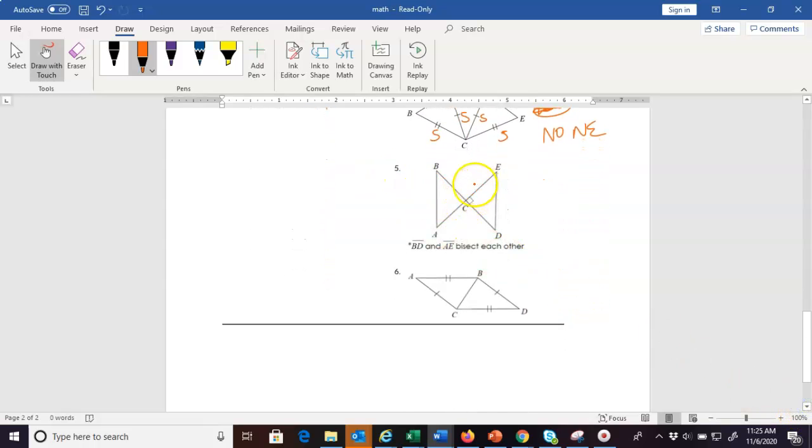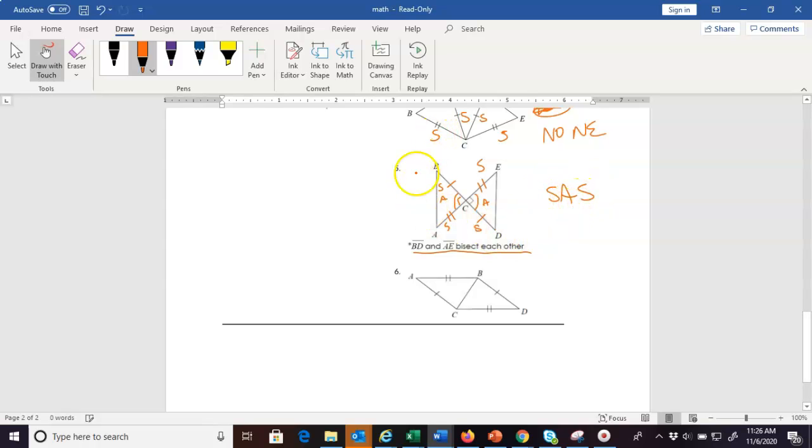Number 5. Ooh, we have our vertical angles here. So we know that this angle is also 90 degrees. Those are congruent. And it also tells us that BD and AE bisect each other. So if they bisect each other down the middle, then we know each of these pieces are congruent. Hold on, I marked that wrong. Let me get this eraser. That would be these pieces are the same, right? And these pieces are the same. So we have side, angle, side. Side, angle, side.